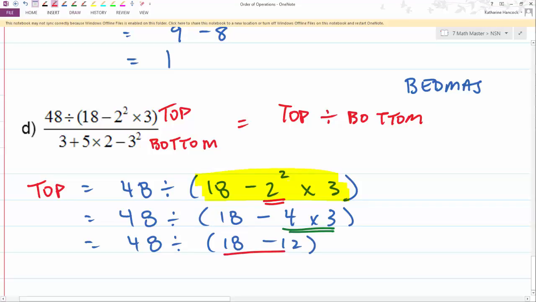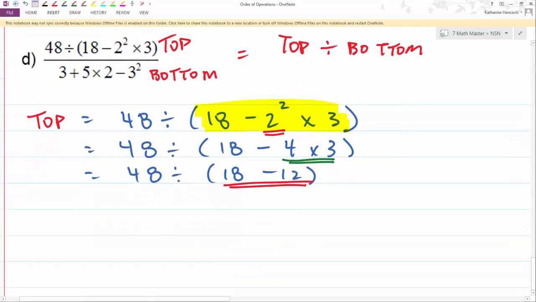And now I have to finish figuring out that set of yellow brackets. So I've got 18 minus 12, that gives me 6. And now I've got a simple division. 48 divided by 6 is 8. So I'm done the top.